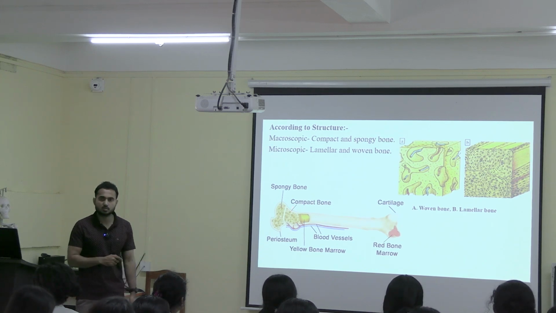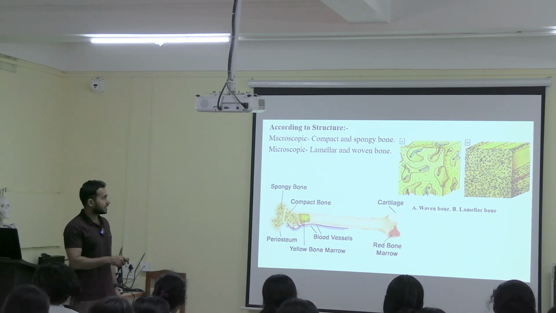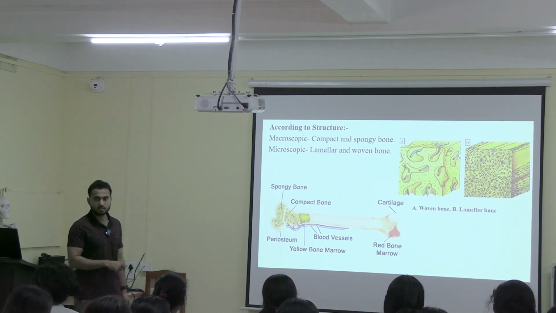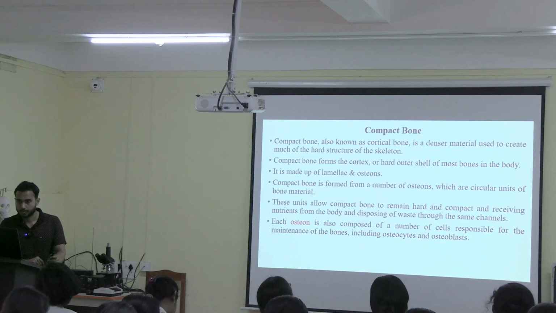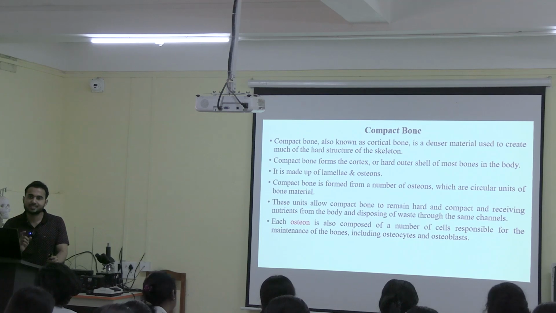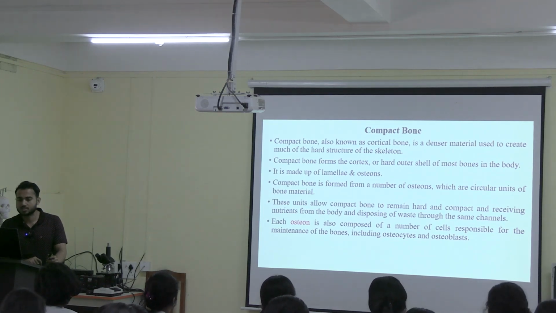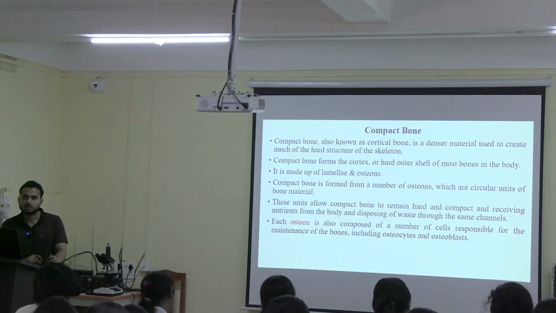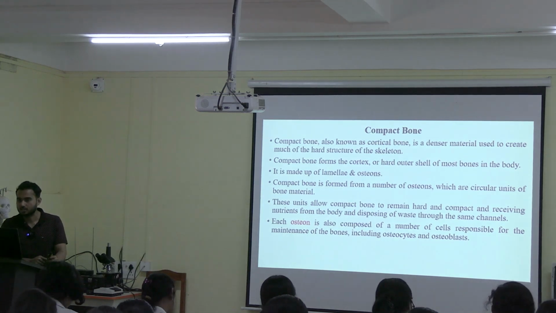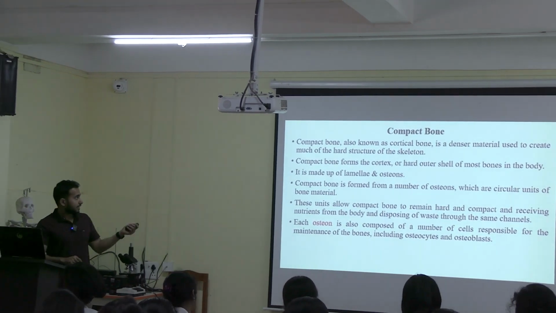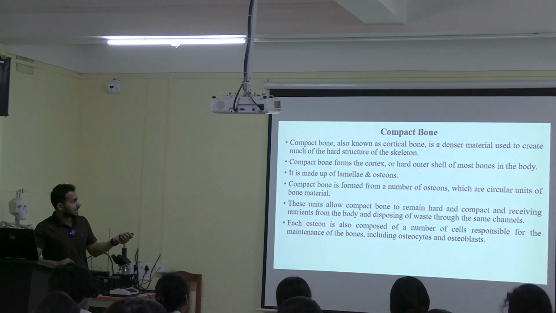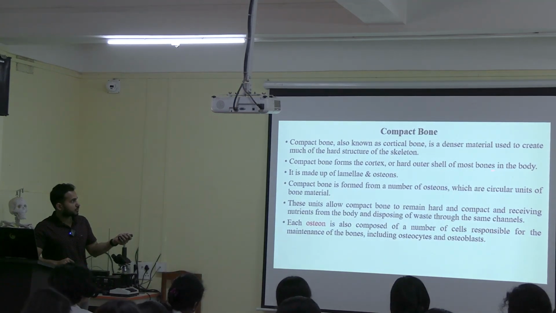Not in detail, because this is a histo demonstration, and then in detail we will be discussing these two structures. Compact bone is also called cortical bone because it has dense material to create a much harder structure of the skeleton. So the material present in the compact bone is dense and it makes the bone harder.